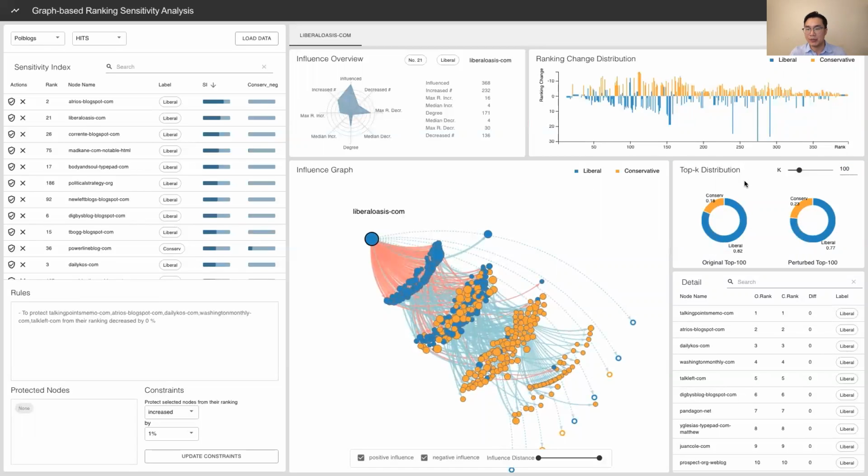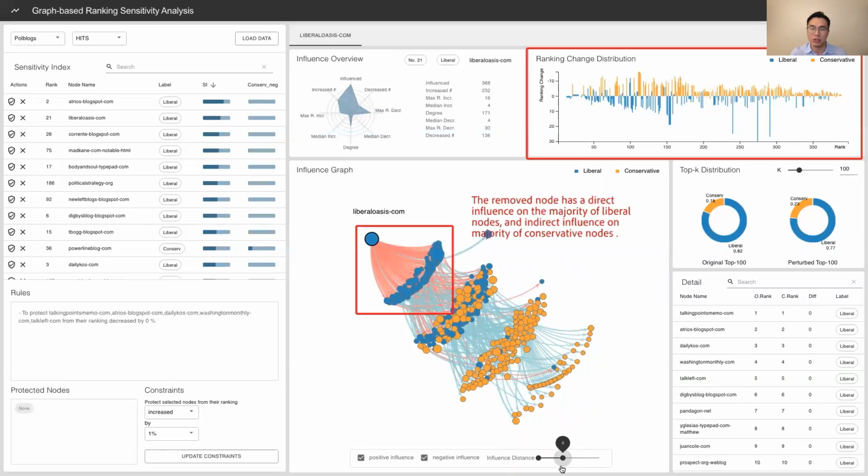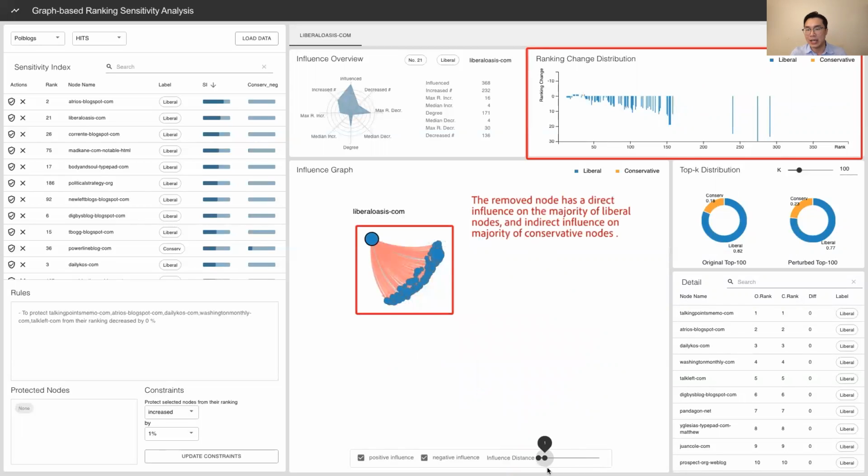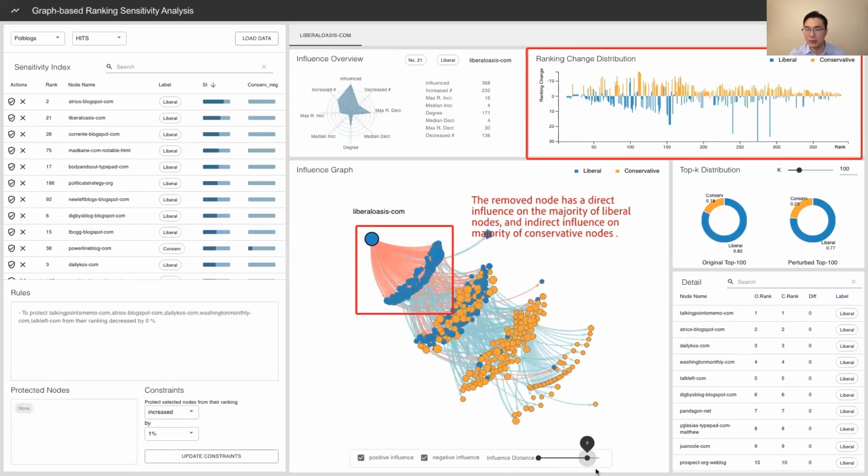The influence graph view shows that the removed node has a direct influence on the majority of liberal nodes, and as the influence distance increases, more conservative nodes are indirectly influenced.